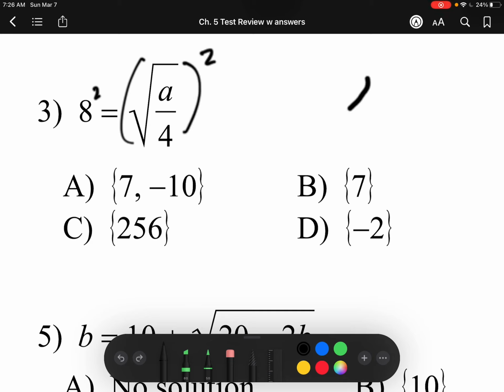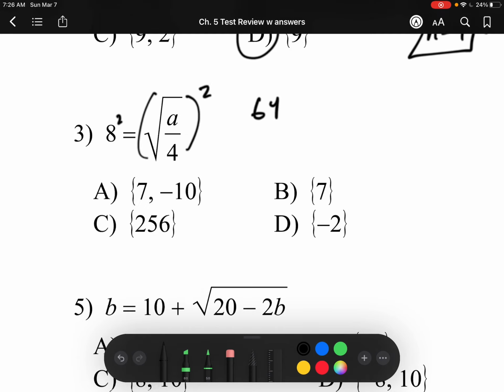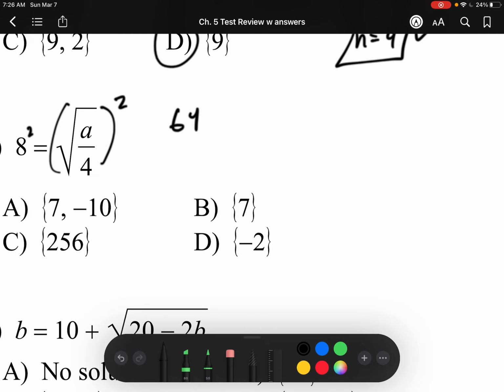And then I'm left with 8 squared, which is actually 64. And then when I square this, it gets rid of my radical, so I get 64 is equal to a over 4. Right, so now I'm solving for a.